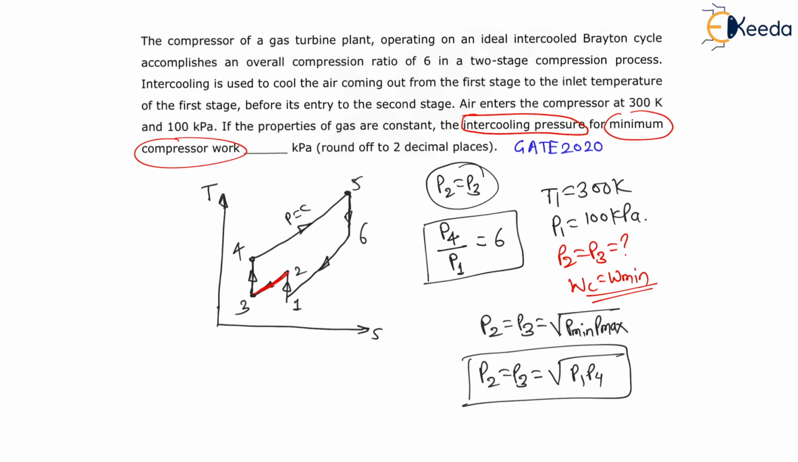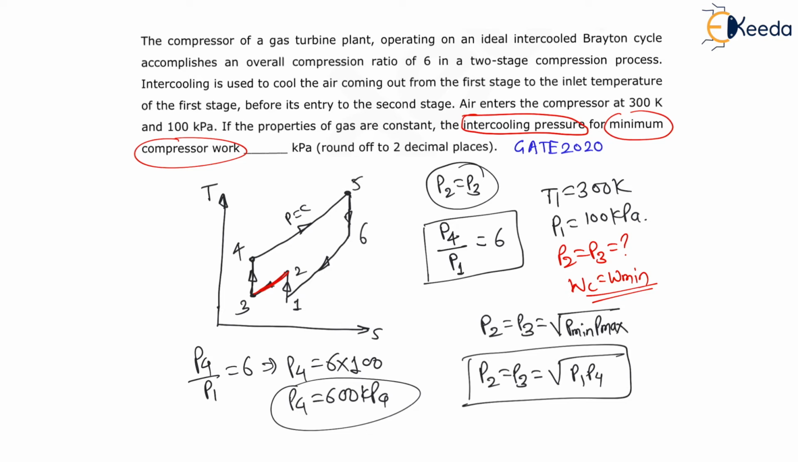So my dear students, to find P2 or P3 we need to calculate P1 and P4, and here P1 is given. From the pressure ratio, that is P4 divided by P1, which is nothing but 6, let us find P4. Therefore P4 is equal to 6 into P1. P1 is nothing but 100. Therefore P4 is equal to 600 kilopascal. So my dear students, we have the P4 value, we have the P1 value. Let us find P2 or P3. Therefore P2 is equal to P3 is equal to the square root of P1, 100, into P4, 600. If I simplify this, then the solution for this question will be 244.9 kilopascal, right? That means the answer of this question is 244.9 kilopascal.